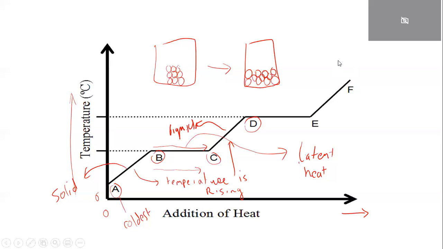At this point, energy is still being added. Temperature is increasing. Once we get to D, we see another flat part of the graph. Okay, so this is another stage of latent heat. Energy is being used, instead of increasing the temperature, to break the forces of attraction again, making them even weaker.